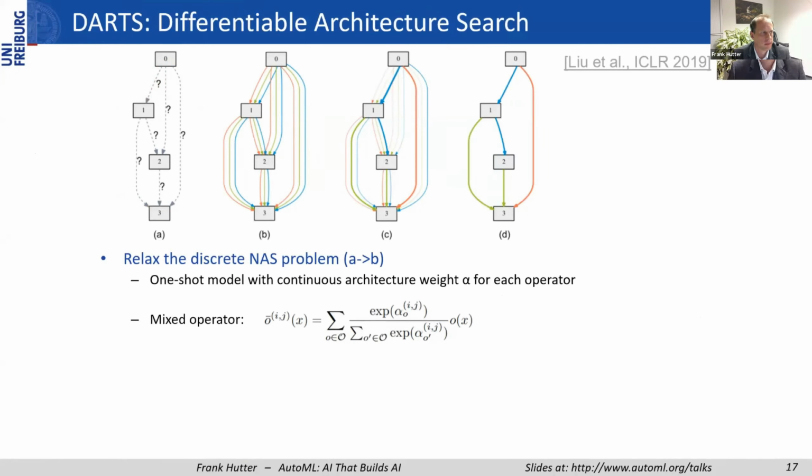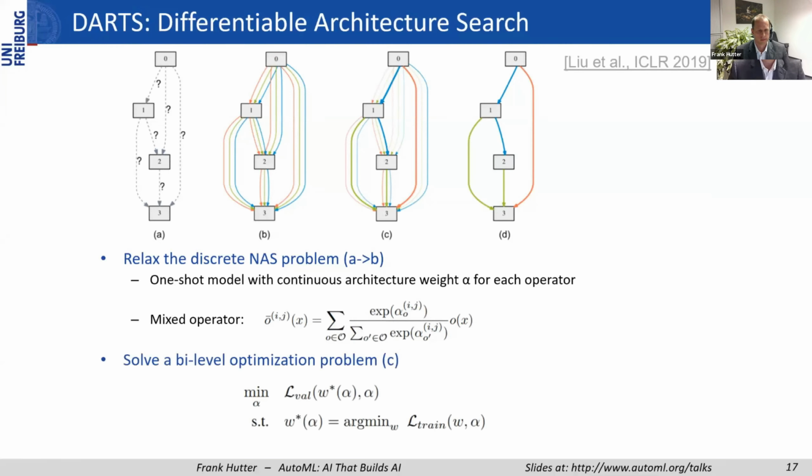It replaces these by mixed operators, where it just carries out all the different operations and then averages over them. And each of the operations gets a weight, that is this alpha. And then it solves a bi-level optimization problem in order to optimize these alphas in a gradient-based manner, where it basically alternates gradient-based updates of the architectural weights alpha, and the weights that would minimize the training loss for these alphas. And this iterative gradient descent is actually not guaranteed to converge, but in practice it works quite well.